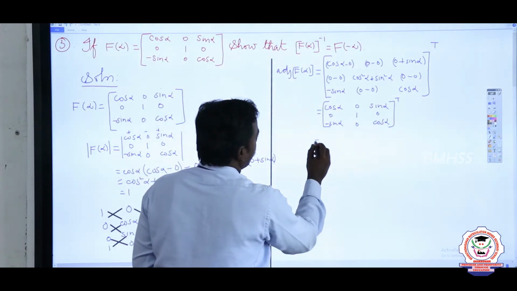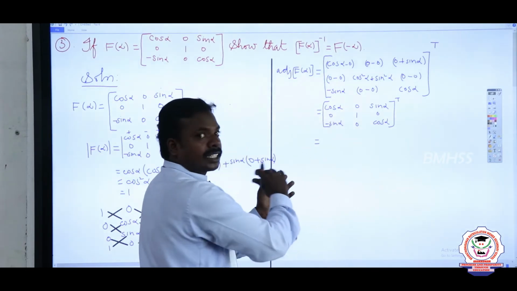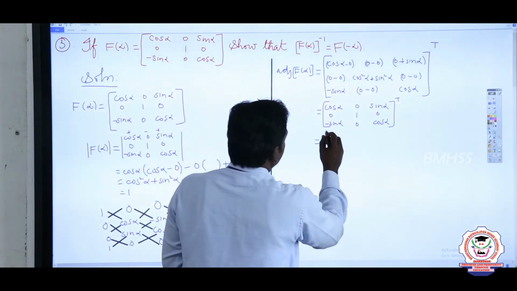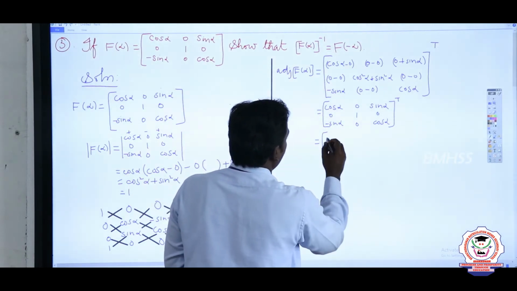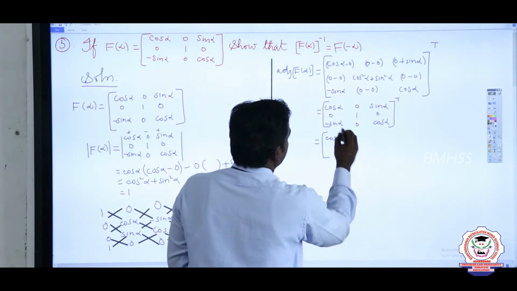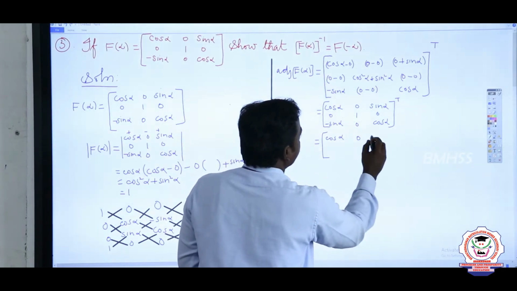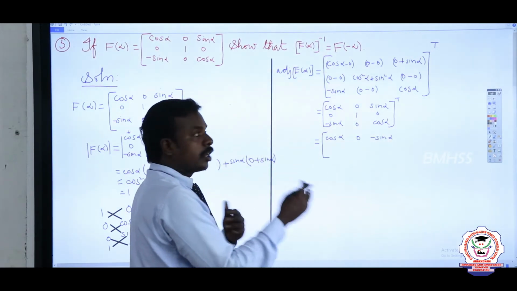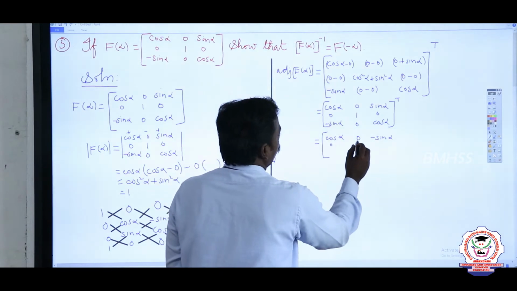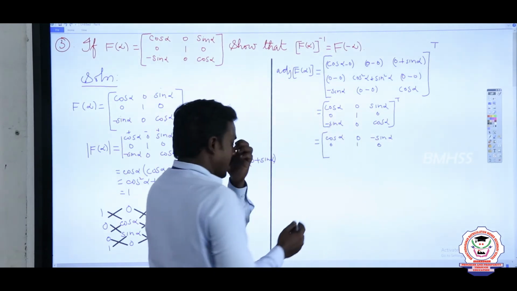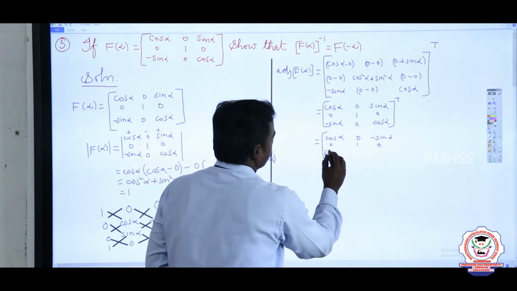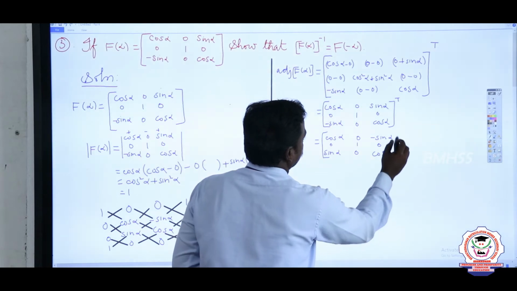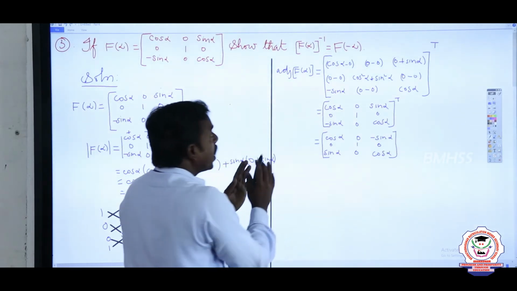Transpose of this matrix: column changes to rows. The first column becomes the first row: cos alpha, 0, minus sin alpha. The second column becomes the second row: 0, 1, 0. The third column becomes the third row: sin alpha, 0, cos alpha. This is the adjoint of f of alpha.